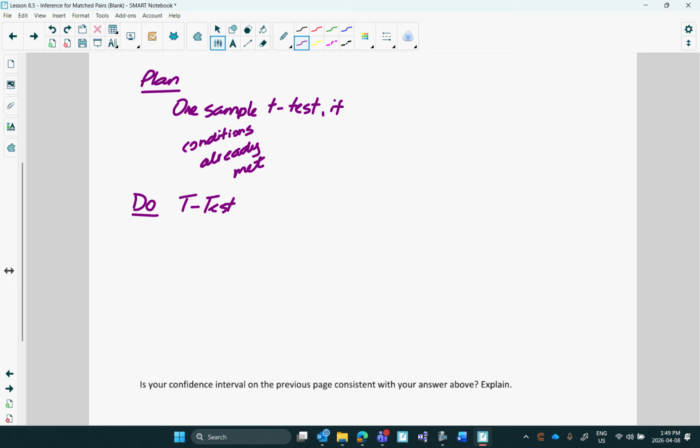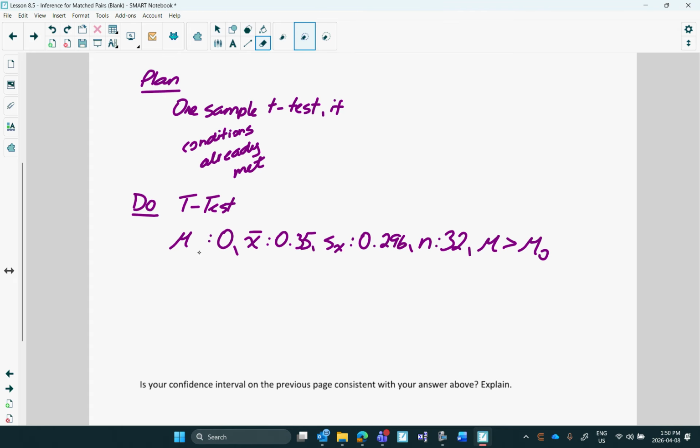And we have to enter the null mean, which is 0. Sample mean, which is 0.35. Sample standard deviation, which is 0.296. Sample size 32. And we are trying to test if the true average is greater than the null. So this is the null. It doesn't say D in here, calculator. It's 0.